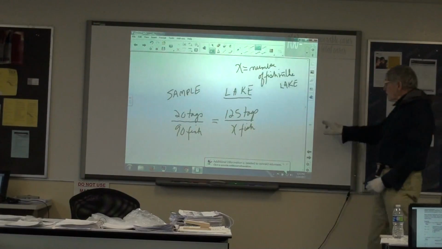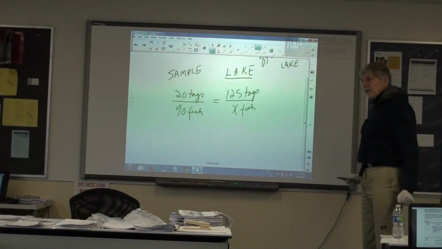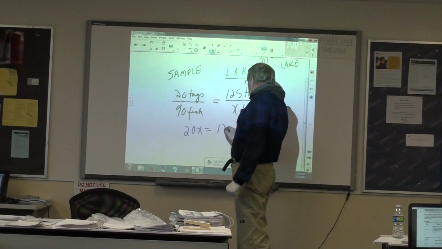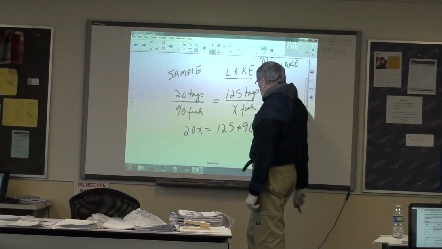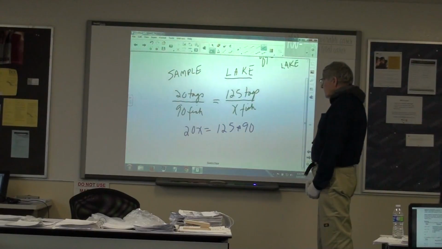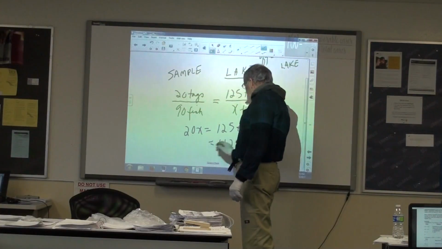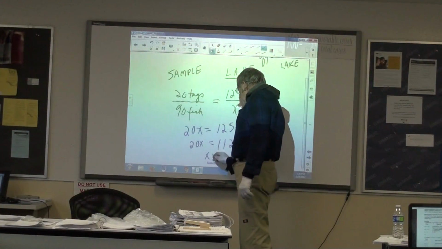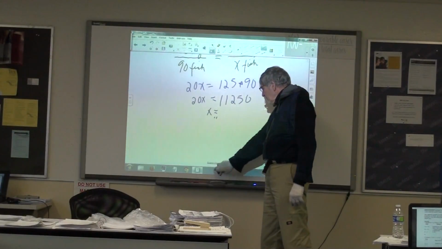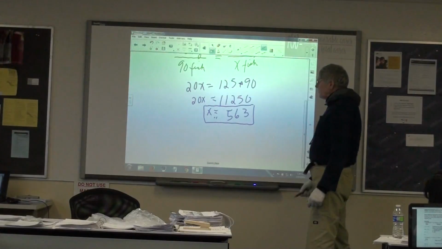Do you think of any mathematical operation that permits you to solve this equation? Cross multiplication. Let's go ahead and do it. So we get 20 times X is equal to 125 times 90. I'm going to do 125 times 90, 11,250? I did it this morning. 20X. So X is equal to what number? 562.5. So say 563.